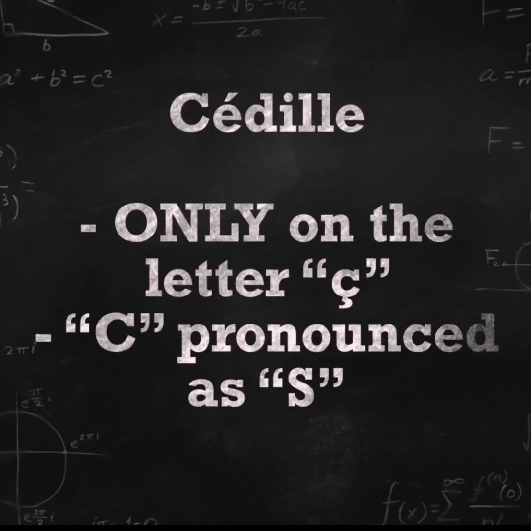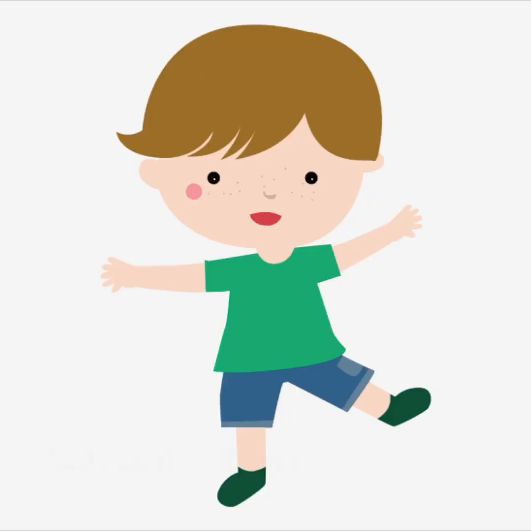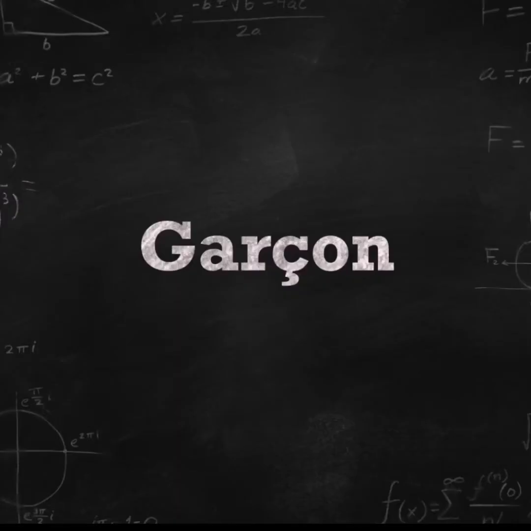Now let's see the fifth accent, cédille. Cédille is known as cedilla in English. It's a tail-like symbol added under the letter C as a diacritical mark to modify its pronunciation as S. So whenever you see a C with a cedilla, you have to pronounce it as S. Let's look at an example now. Garçon. So when you pronounce the C in the word garçon, you have to pronounce it as S.